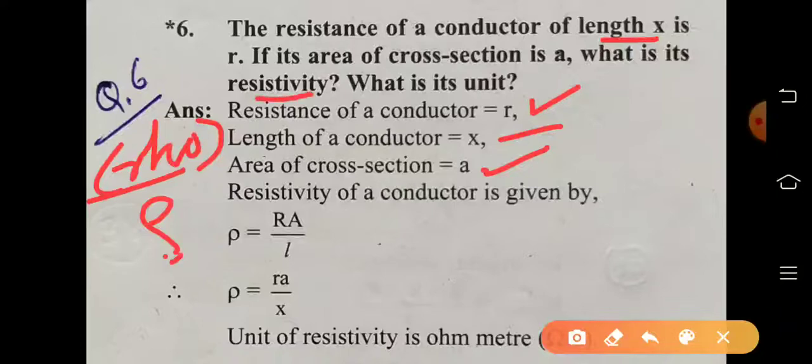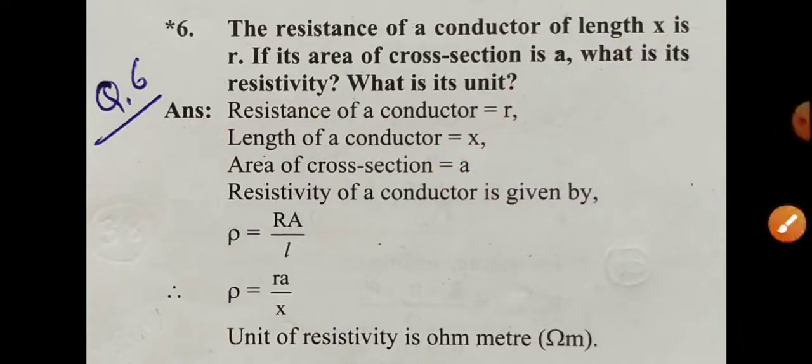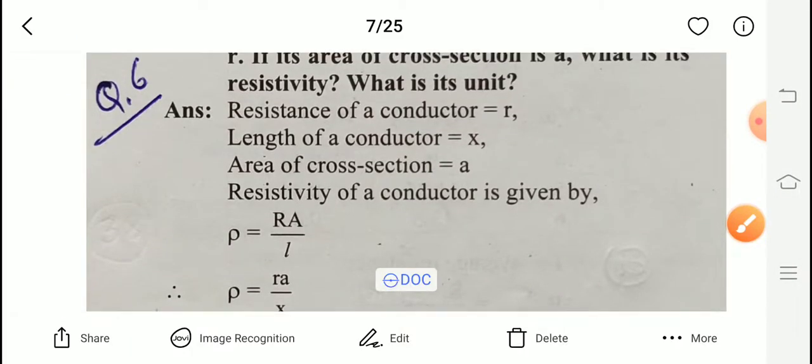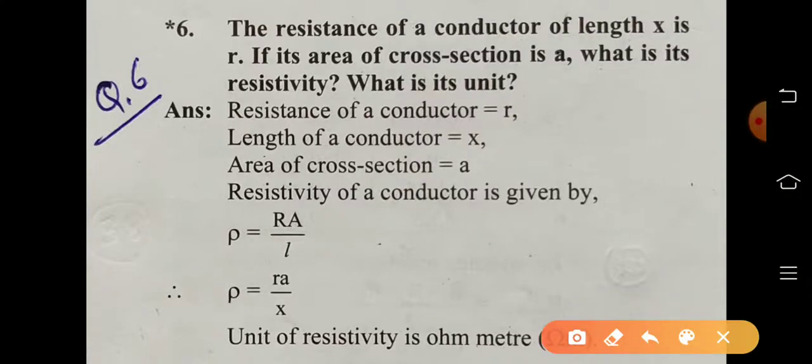So resistivity is equal to what? Resistance R multiplied by A, the area of cross section, divided by L. Substitute the value. Value of resistance is R, area of cross section is A, and length is X. So R into A upon X, we are getting this answer. And then at the last, what is the unit of resistivity? Ohm meter. So how to find out?